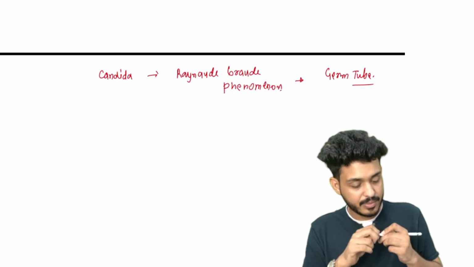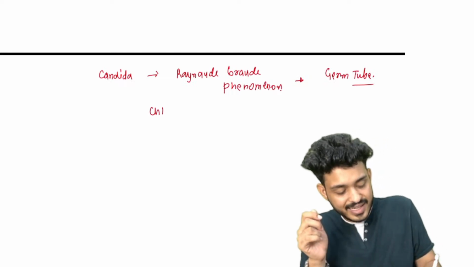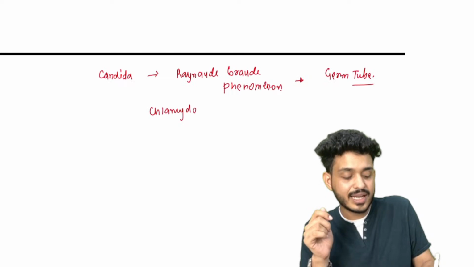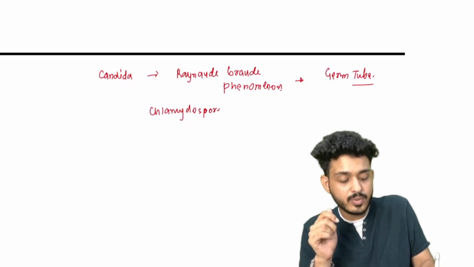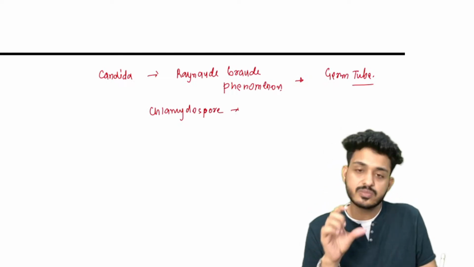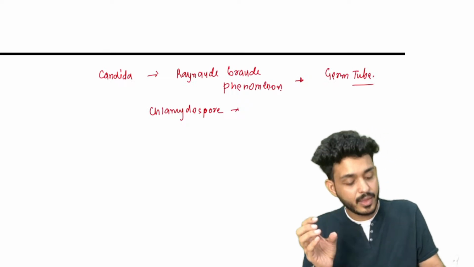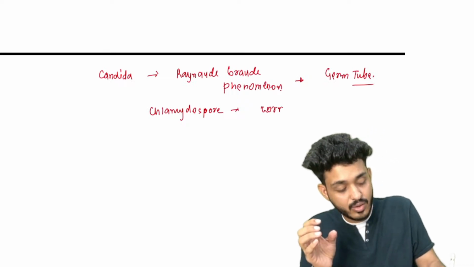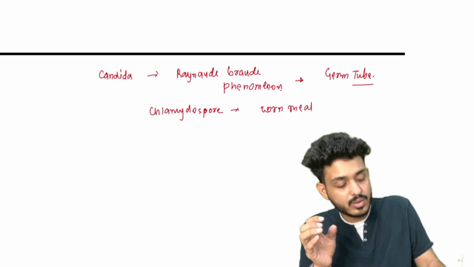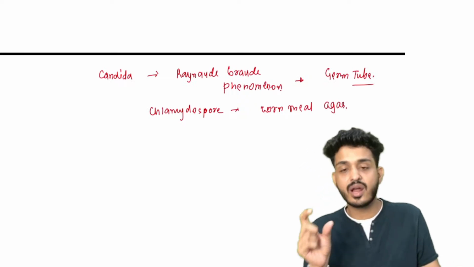Second thing you have to remember is chlamydospores. These are the two important questions. Okay, chlamydospores you will be finding on the corn meal agar. On which agar? Corn meal agar. Corn meal agar, chlamydospore, your answer will be candida.